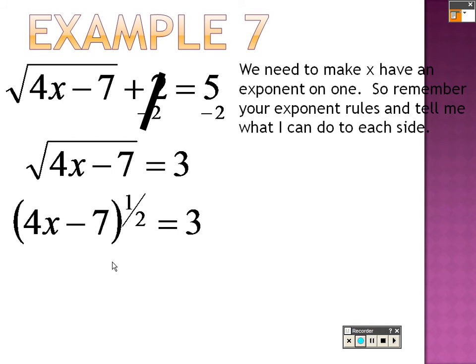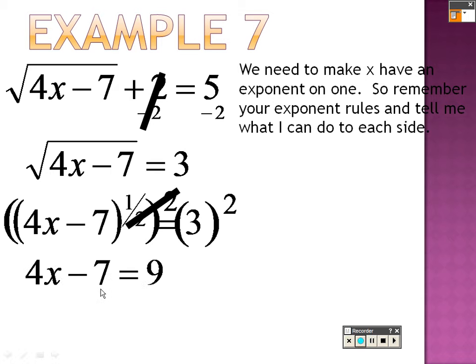The square root and the half power are the exact same thing. And the reason why I did this is to help you realize why we're squaring it, because a half times 2 gives you 1. That's why the square root and a square cancel each other out, because a half and a 2 are reciprocals and they end up canceling each other out. So that's why the square root, you can square it and it gets rid of it on both sides. But whatever you do to one side, you've got to do the other. So now those are gone. Leaves me with just the 4x minus 7, and 3 squared is 9.